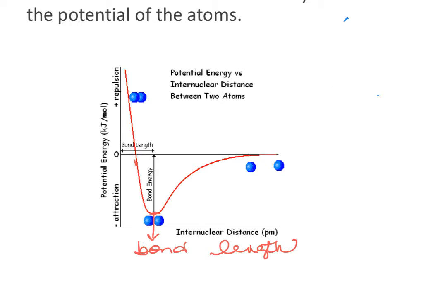If, again, from that lowest point, you go over to the y-axis, you can get the bond energy, and that's the strength with which the two atoms are attracted to each other. So that's important to know, and that would be a typical type of question I might ask you.